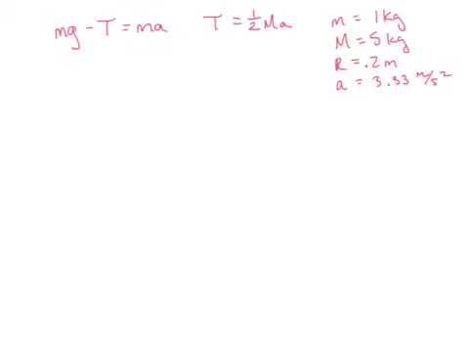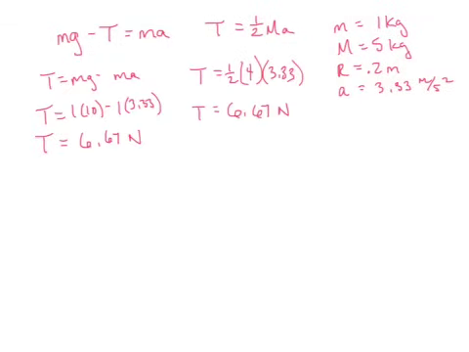Alright, so as we said, the hanging mass was 1 kilogram, the mass of our disc-shaped pulley is 5 kilograms, the radius of our disc-shaped pulley is 0.2 meters, and the acceleration that we already calculated on the previous page was 3.33 meters per second squared. So if we want to know the tension in the string, now it would be very easy to plug into either equation and solve for that. And I apologize, the mass of the disc was 4 kilograms there.